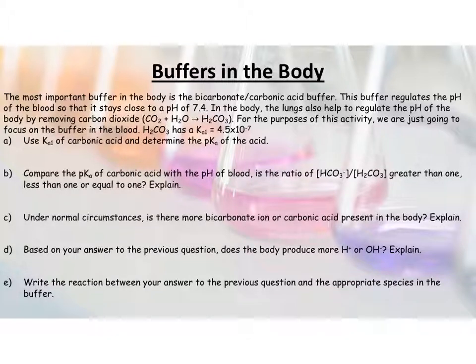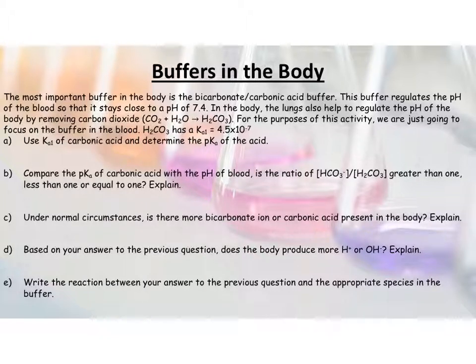It regulates the pH of our blood so that the pH of our blood stays close to 7.4. The lungs help regulate that pH by removing carbon dioxide, which essentially is carbonic acid. For the purposes of this activity, we're just going to focus on the buffer in the blood and not worry about the lungs and all that good stuff.